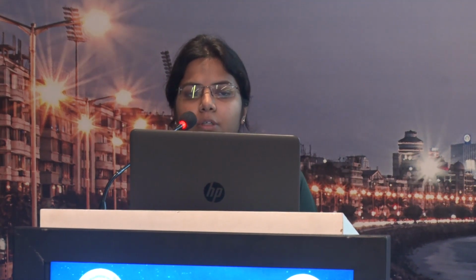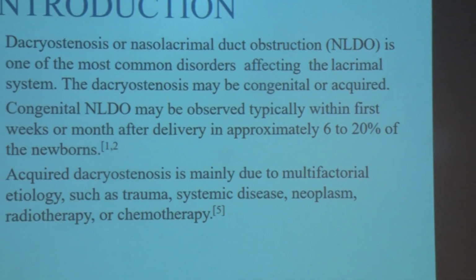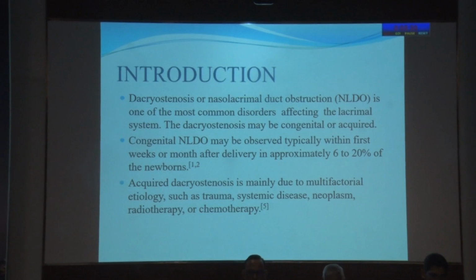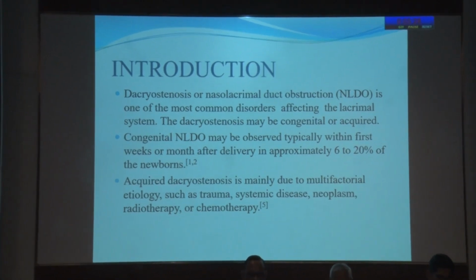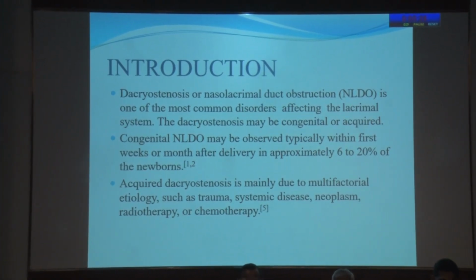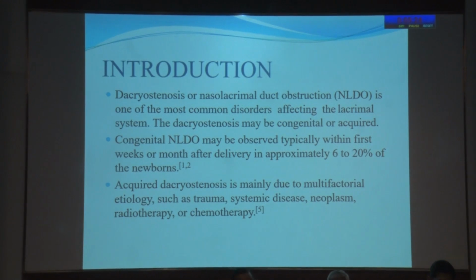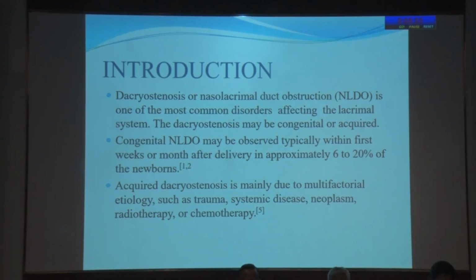First, the introduction. Dacryostenosis or NLDO, nasolacrimal duct obstruction, is one of the most common disorders affecting the lacrimal system. It may be congenital or acquired. Congenital NLDO may be observed typically within first weeks or months after delivery in approximately 6 to 20% of the newborns, whereas the acquired one is multifactorial. The etiology could be trauma, systemic diseases, neoplasms, radiotherapy, or chemotherapy.